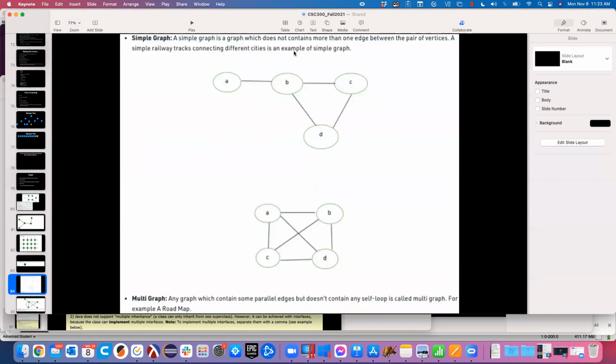All right, simple graphs. Graphs which do not contain more than 1 edge between a pair of vertices. Simple railway tracks connecting cities is an example. In this case, we have 4 vertices and edges between all of them, but we don't have any more than 1 edge between a single pair of vertices. A multigraph is any graph which contains some parallel edges but doesn't contain any self loops. A loop would be when you have an edge that goes one way and then an edge that comes right back. You've created a loop inside of that graph.